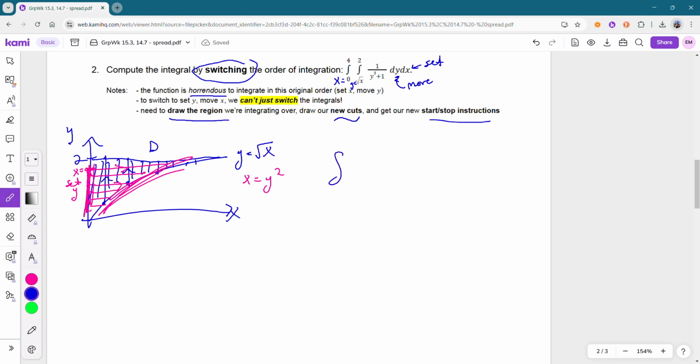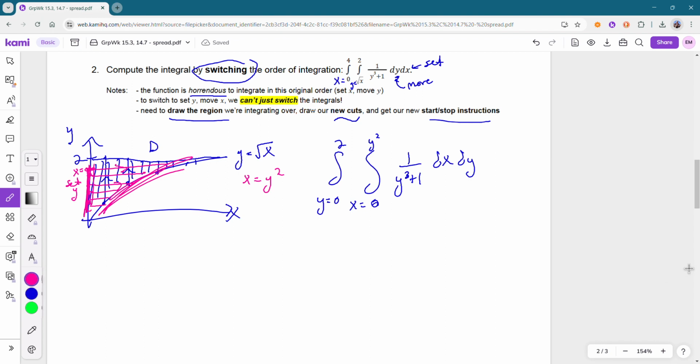All right, so writing this out, if we're setting y moving x, we're always moving x from x equals 0 on the left over to our parabola, which is x equals y squared. And what y's are we doing this for? Y's from 0 at the bottom up to 2 at the top.